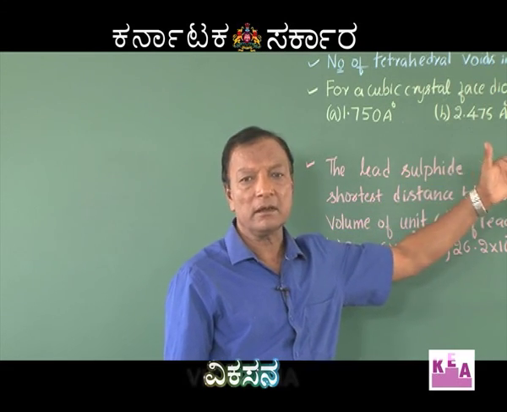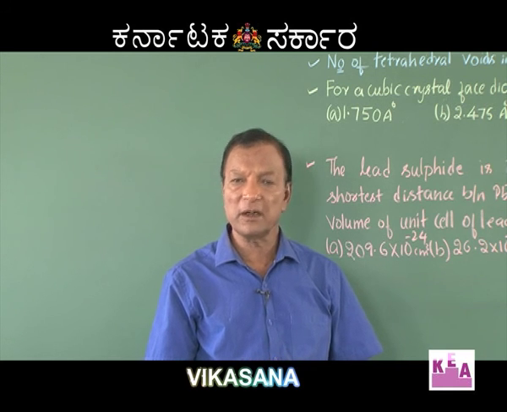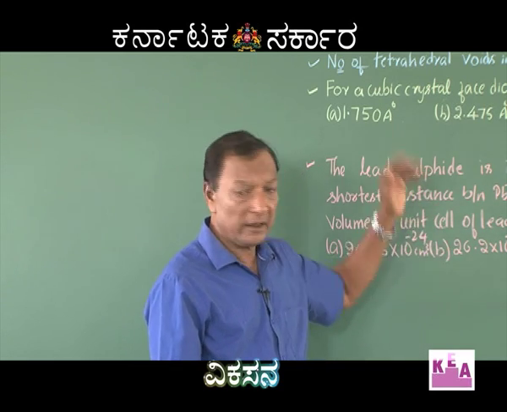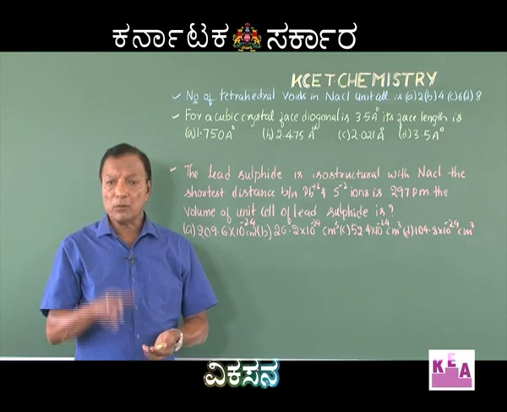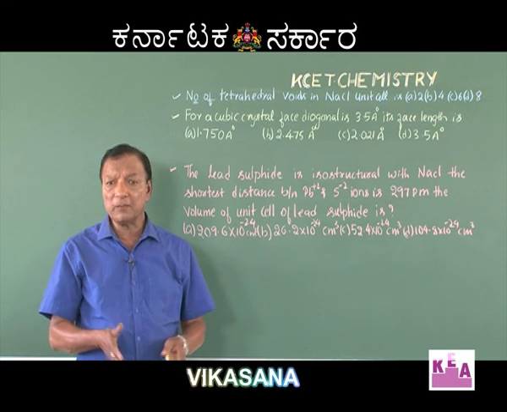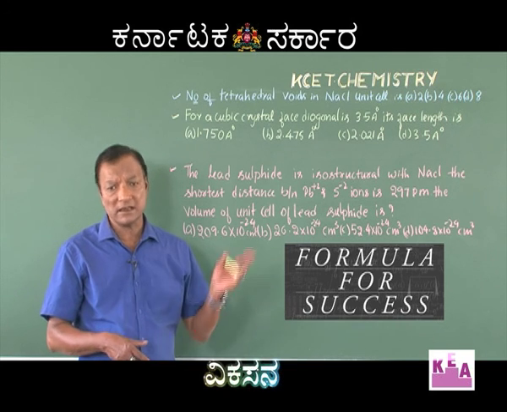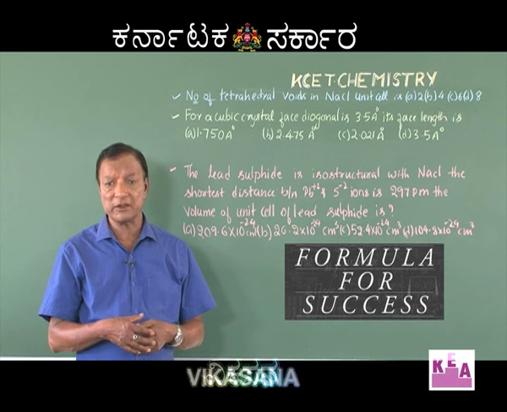We are having a numerical example. We expect numerical examples also in physical chemistry. And one such here is, for a cubic crystal, the face diagonal is 3.5 angstroms and its face length is to be calculated. For most of the times, you have to rely upon the formulae and the relations in solving such problems, because that saves a lot of time in the examination.